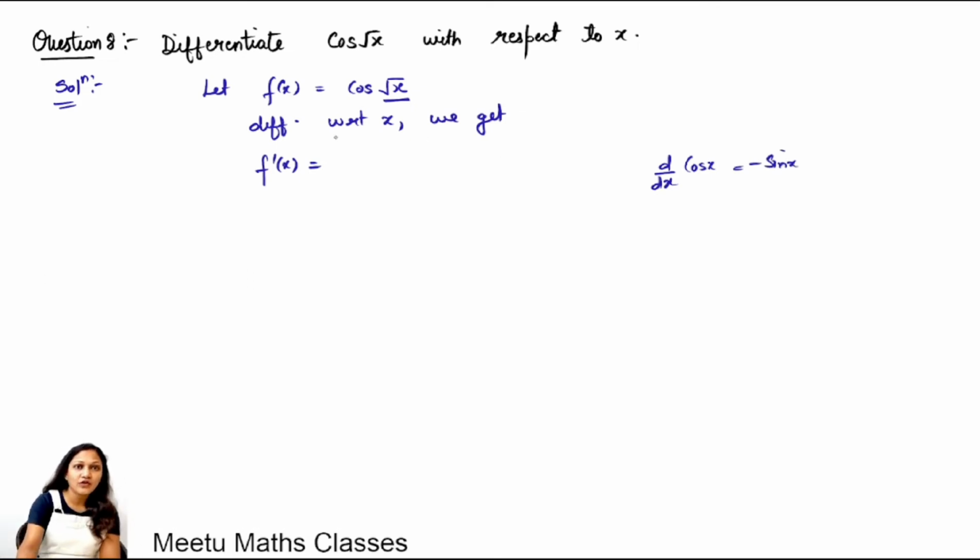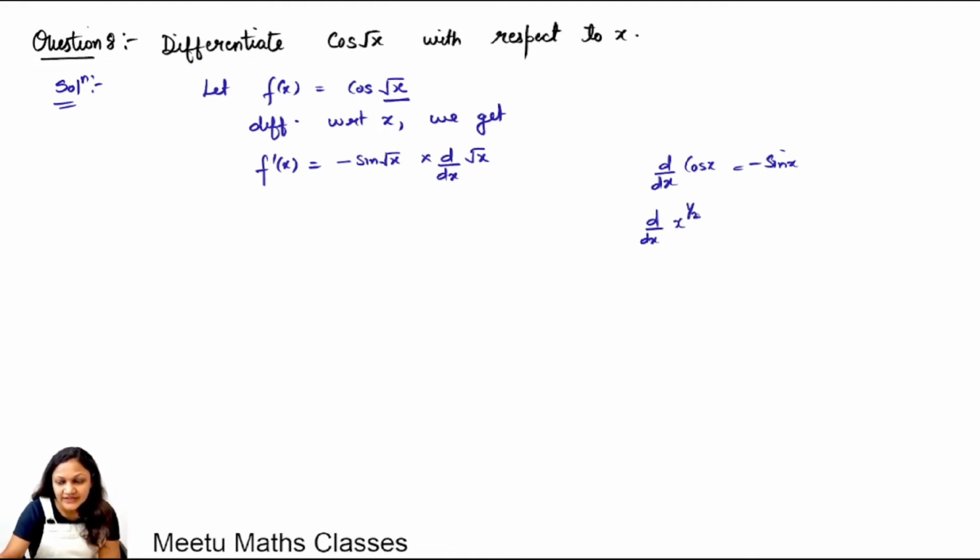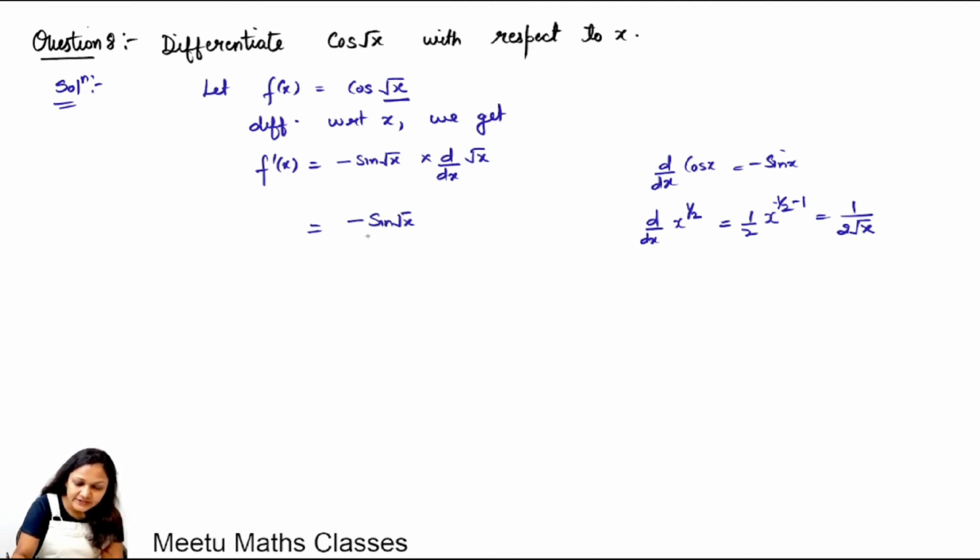So the derivative of cos of root x is minus sin of root x, and in turn we are going to take the derivative of root x. Now the derivative of root x can be written as x raised to the power half, which is half into x raised to the power half minus 1, that is 1 upon 2 root x. So we are going to replace the derivative of root x by 1 upon 2 root x, and this is the final derivative of your function.